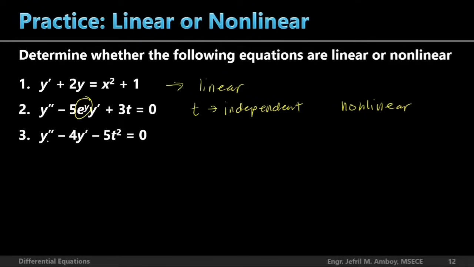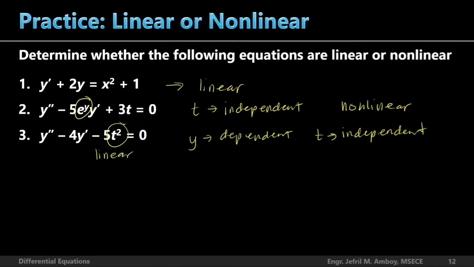Next. Y double prime minus 4y prime minus 5t squared. So, kagaya kanina, here, your dependent variable is y. And t is your independent variable. So, is this linear or non-linear? Although ito ay naka-square, siya naman ay independent. No? Kaya, at the same time, this equation is still linear.